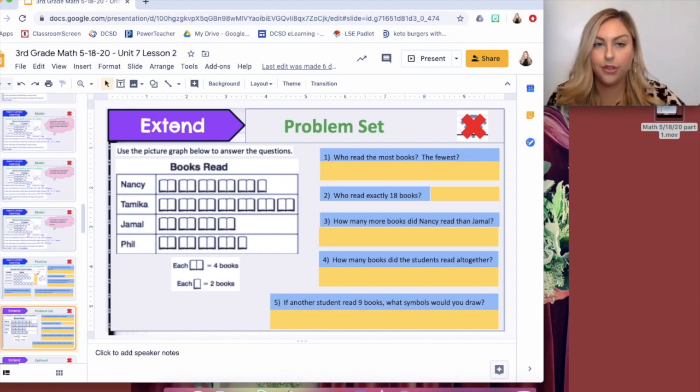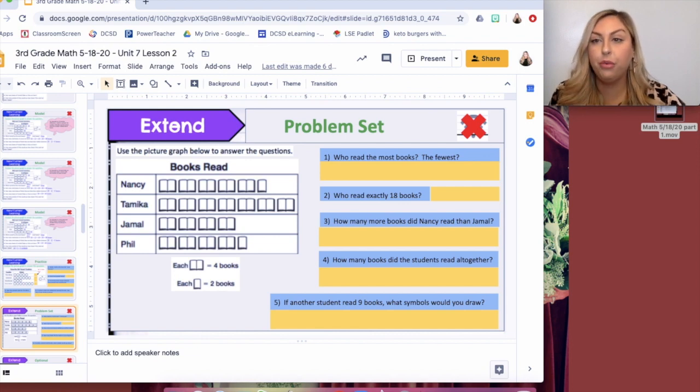All right, so now we're going to move to our extend portion. This is our problem set. So you're going to use the picture graph over to the left to answer the questions. Number 1, who read the most books and who read the fewest? Use your key to help you. Who read exactly 18 books? Number 3, how many more books did Nancy read than Jamal? Do some subtraction.